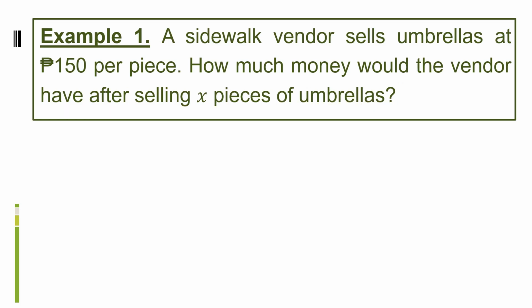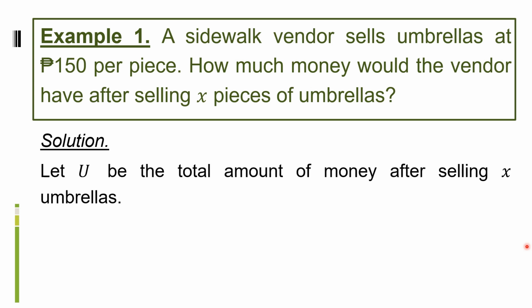A sidewalk vendor sells umbrellas at 150 pesos per piece. How much money would the vendor have after selling X pieces of umbrellas? So for our solution, let us represent the total amount of money to be U after selling X number of umbrellas. Therefore, U of X is equal to 150X. Kasi diba, 150 times kung ilang pieces of umbrellas lang.